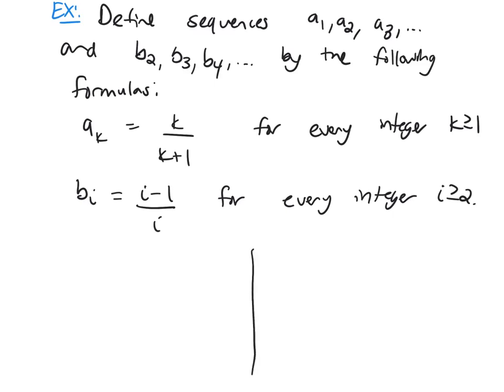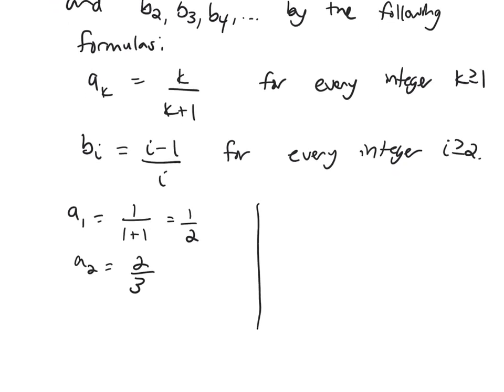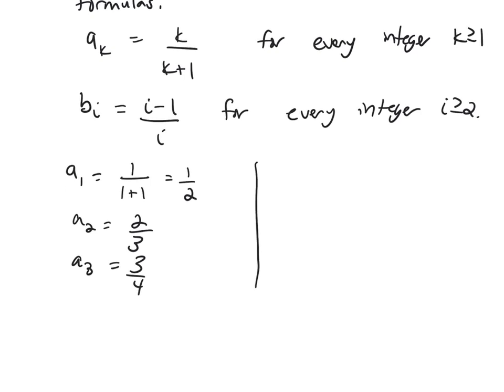So I'm going to make two columns. Let's start with the A sequence. Let's write a_1. You just have to plug in 1 for k. You get 1 over 1 plus 1, or 1/2. What would a_2 be? 2 over 3. a_3, 3 over 4. And a_4 would be 4 over 5. So those are the first four terms of the A sequence.